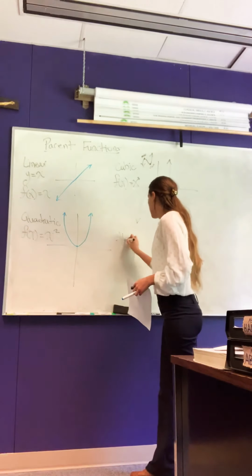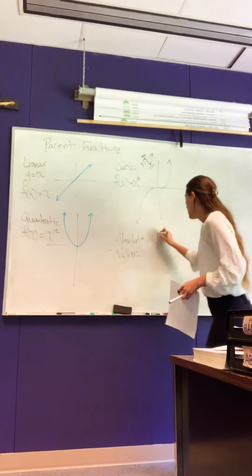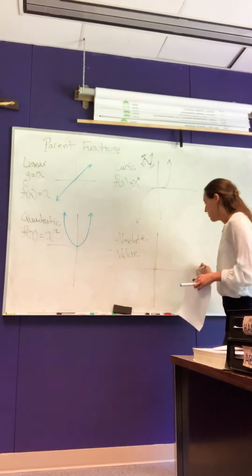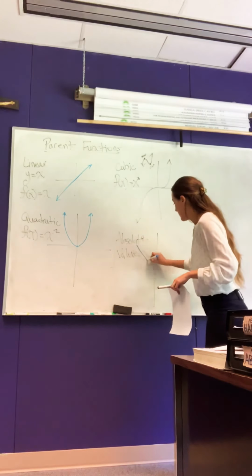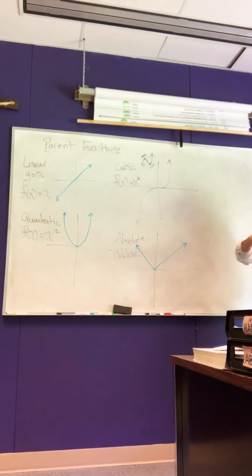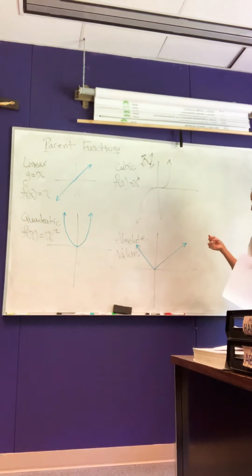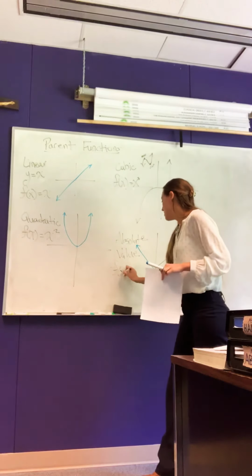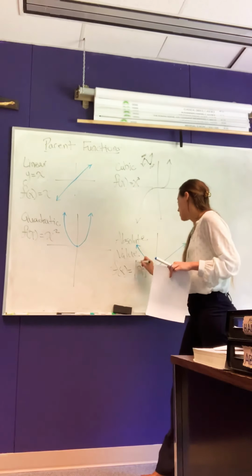Let's do absolute value. Absolute value function. Anyone remember what this looks like from algebra 2? A V. Yeah, a V, and for the parent function, the vertex of that is at 0, 0. Absolute value, which would look like f of x equals those big absolute value bars around the function.